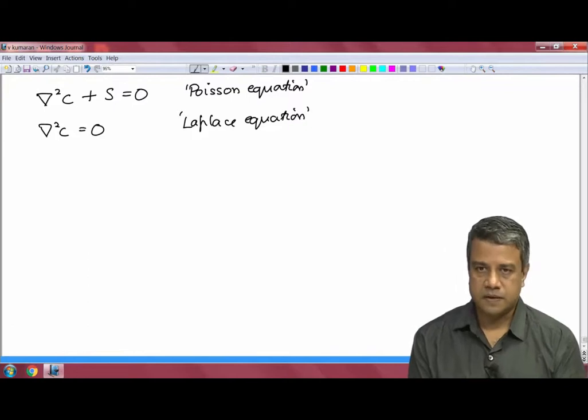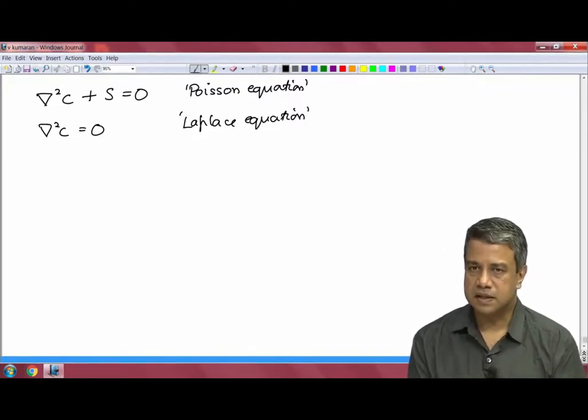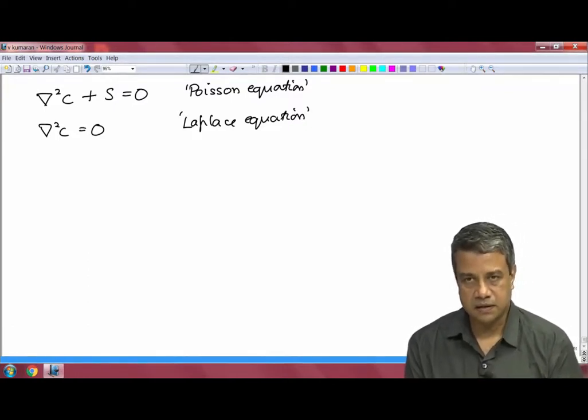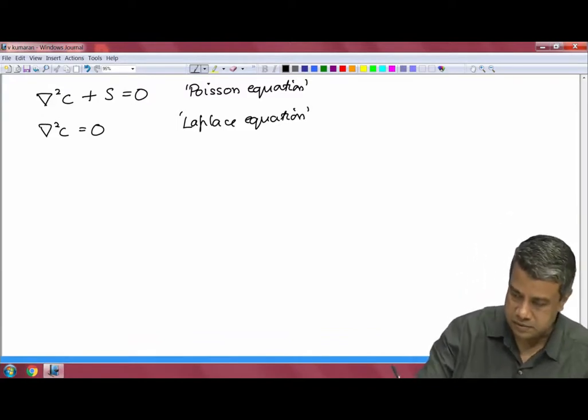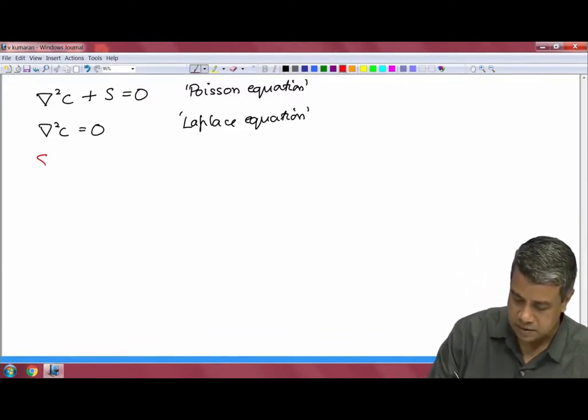And the method for solving this equation is exactly the same method that we had seen earlier for unsteady flows or unsteady transport in one dimension. That is the separation of variables method. The standard method that is used is the separation of variables.